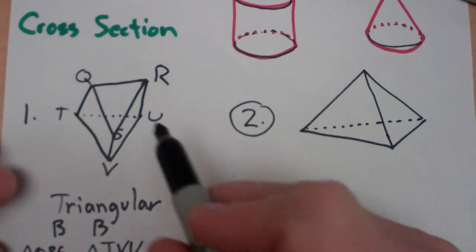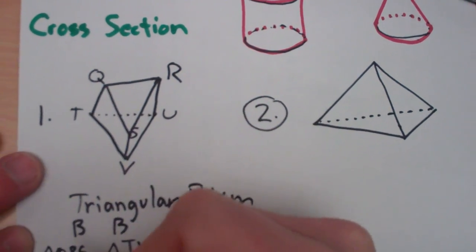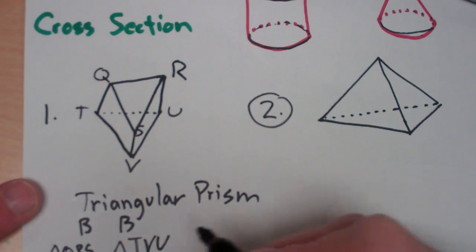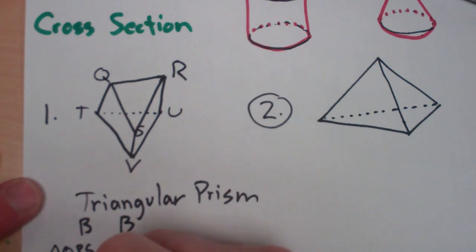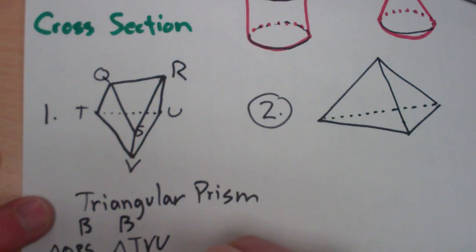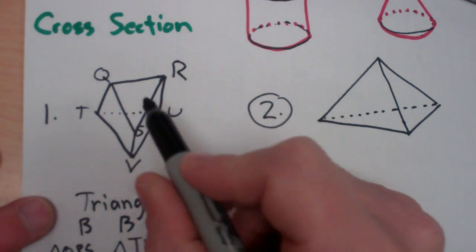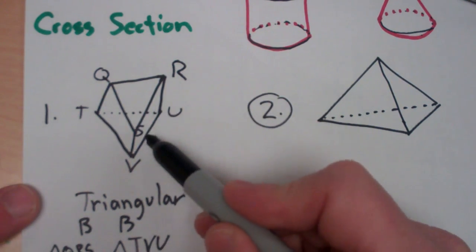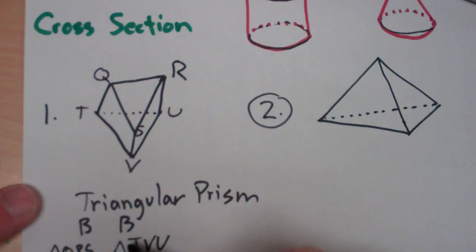Now there are other faces. There's a rectangle right over here, which we can call rectangle QTVS. You have one over here, which is RUVS. And you have one on the back, which is QRUT. Notice you have 1, 2, 3, 4, 5 sides. These ones are special because they are the bases, the congruent parallel sides.